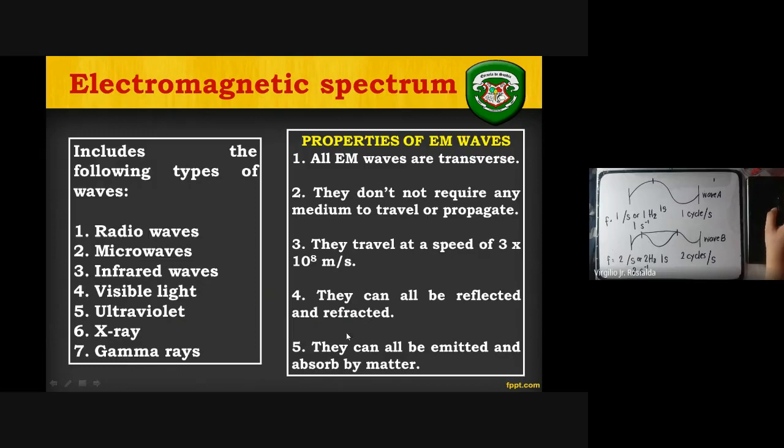And the last one, they can all be emitted and absorbed by matter. So, pwedeng ma-emit ng matter at pwede ring ma-absorb since lahat naman sila may penetrating ability. Somehow, yung iba, mababa, yung iba naman, mataas yung penetrating ability niya, depending on the arrangement, depending on the frequency and the energy they possess. So these are the properties of EM waves. So itong 5 na ito.